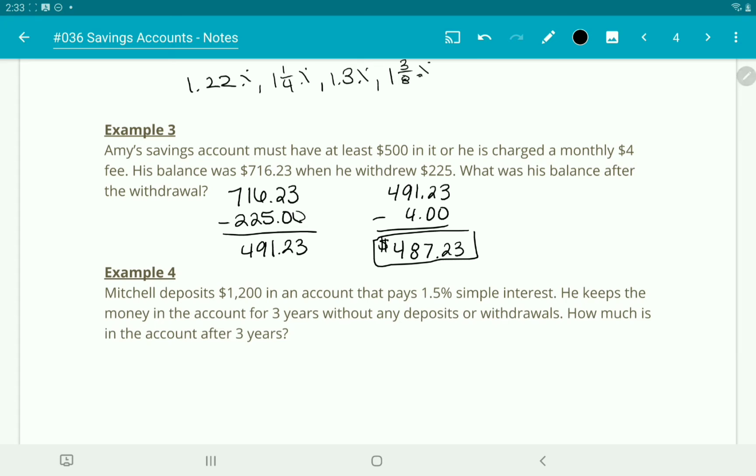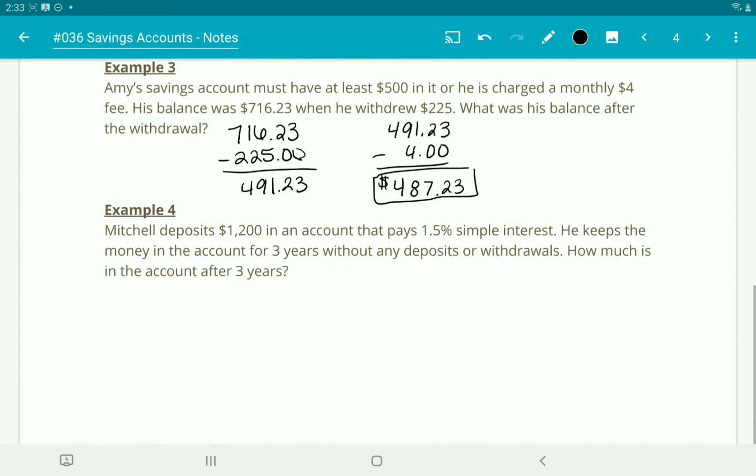Example number 4, Mitchell deposits $1,200 into an account that pays 1.5% simple interest. So this is one of the ones where we have this formula that we were looking at earlier. Again, this is going to make a lot more sense now that we're working on practice problems. So the 4 things you're going to be looking for are the interest, that's what I is, the principal or the initial balance, R is the interest rate and it has to be represented by a decimal, not a percent, and then T is the time in years.